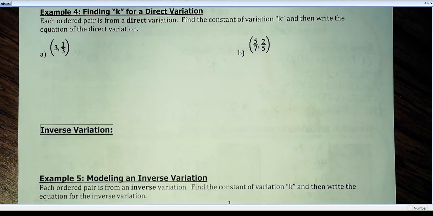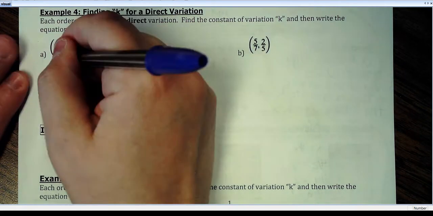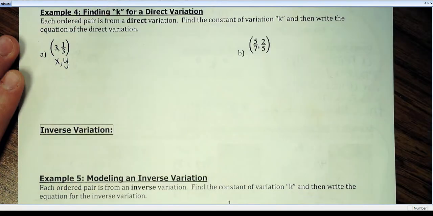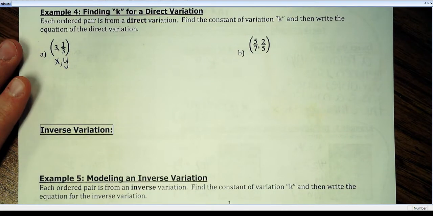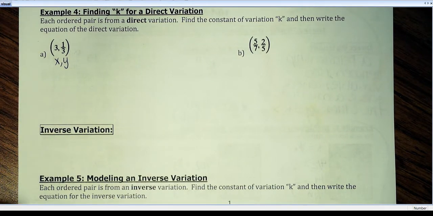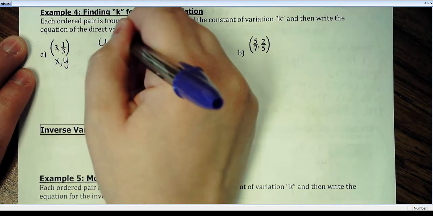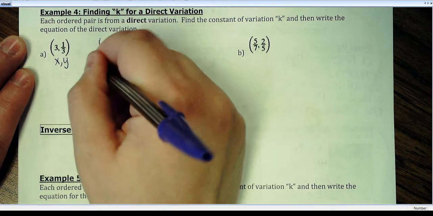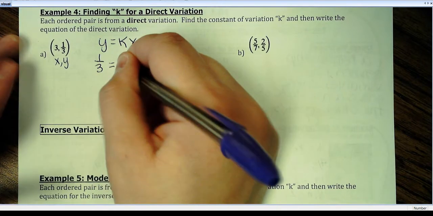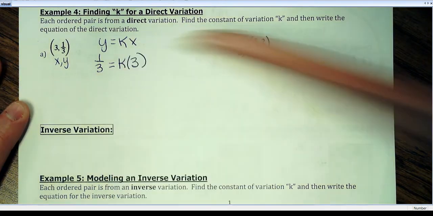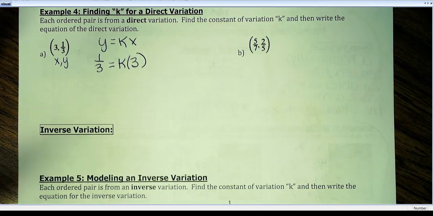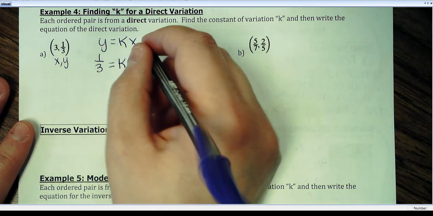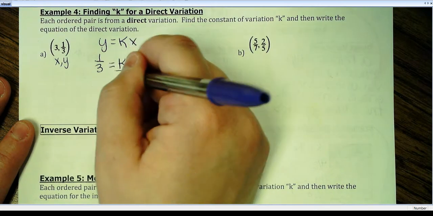Alright, one more set of problems. This is just giving you coordinate points. Each ordered pair is from a direct variation. Find the constant of variation k and then write the equation of the direct variation. So I know this is a direct variation. I know the y coordinate is 1/3. We don't know the constant of variation here at the very moment. But I do know the y coordinate and x coordinate, so we can solve for that. So I'm going to divide both sides by 3.